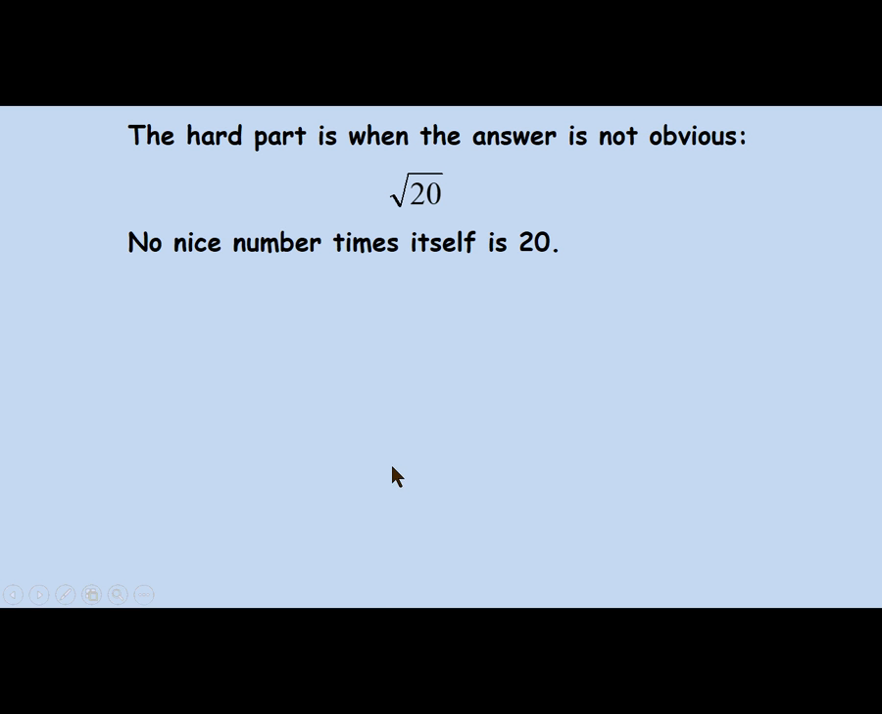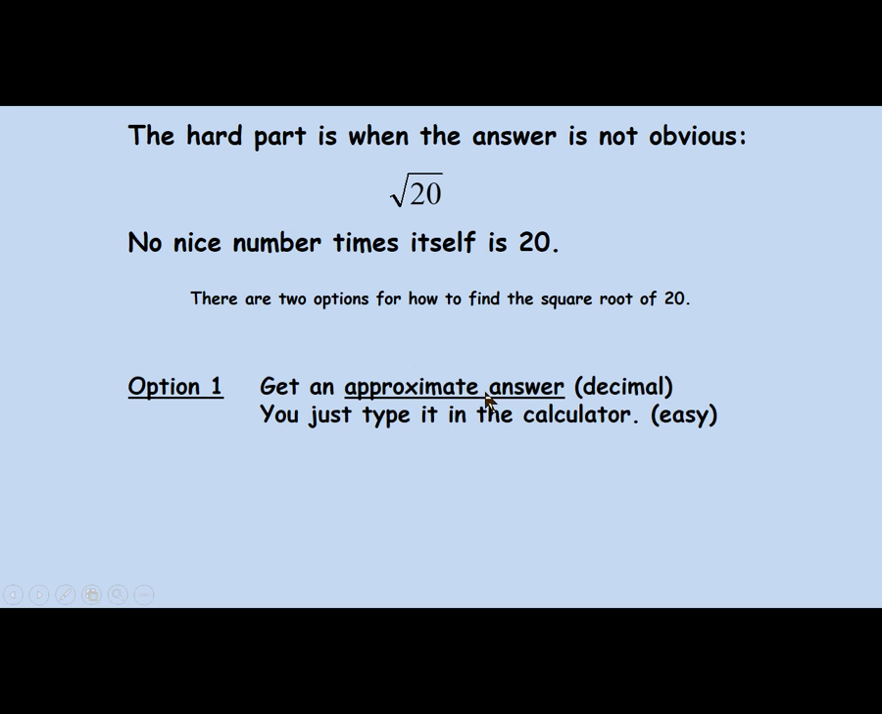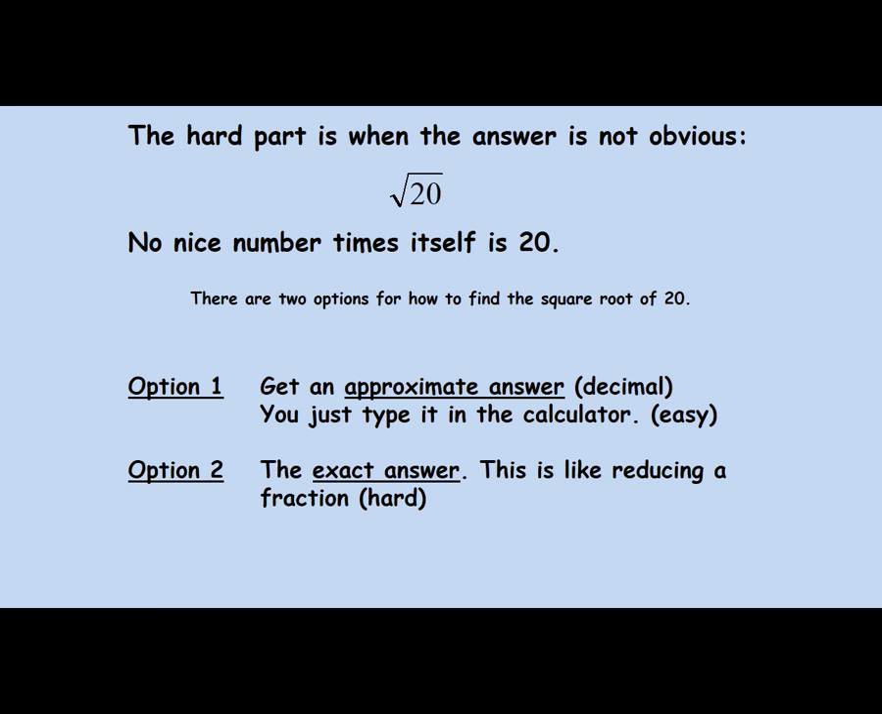You have two options on how to deal with this kind of problem. We're going to talk about one, the approximate answer. That's where you just bust out a calculator and get a decimal. The second option is going to be to get the exact number. That's where our work's going to be here, reducing a square root. And you're going to have to be able to do both of those.